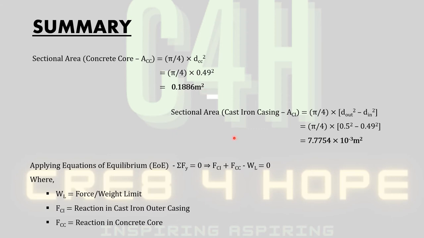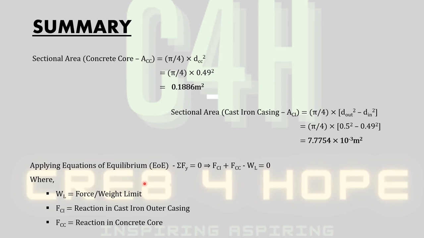To calculate the cross-sectional area of the cast iron casing, that will be the difference of the diameter squared times pi over 4. So that's equal to pi over 4 times, into bracket, the outer diameter squared minus the inner diameter squared. This will be equal to pi over 4 times, into bracket, 0.5 squared minus 0.49 squared, and that will yield a result of 7.7754 times 10 to the power minus 3 meters squared. So we've calculated the areas.